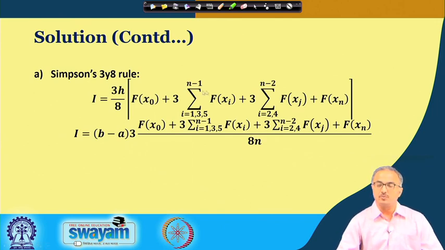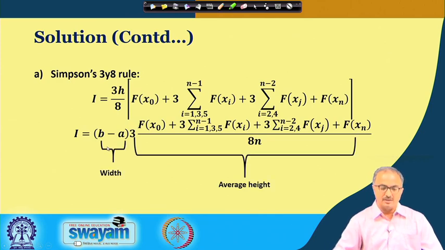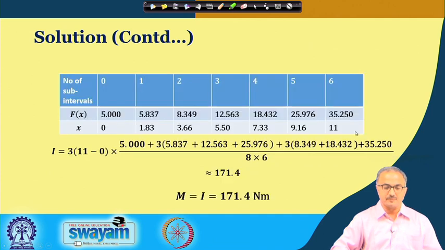So this is the kind of formula you get for this, and here you can see again that all the points do not have the same weightage. Some have a weightage of 3 and some have a weightage of only 1. Okay. And here again you see that this B minus A is a width, and this whole thing may be taken to be the average height between the curves. So after putting the values of f at different values of x, we simply plug them into this formula and we get this value of the moment.